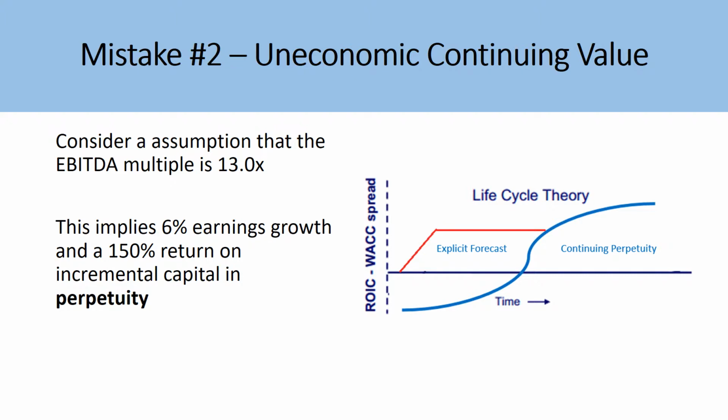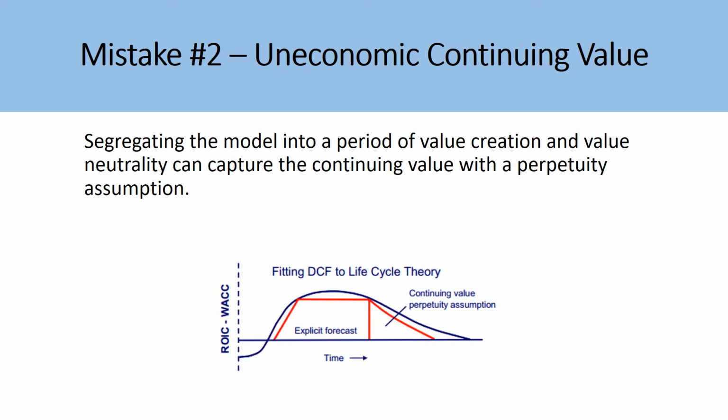Now, of course, in some instances, purely logical is not the best approach, but when you're looking at the research and the longer-term trends, at the end of the day, research shows that over the long term, this doesn't make sense, and really, the model is inaccurate. Okay, so segregating the model into a period of value creation and value neutrality can capture the continuing value with a perpetuity assumption. So going back and looking at how it should be, the explicit forecast period should capture the majority of the value, while the terminal value should really capture the continuing value perpetuity assumption, which eventually closes out to equal the weighted average cost of capital, the fair rate of return.